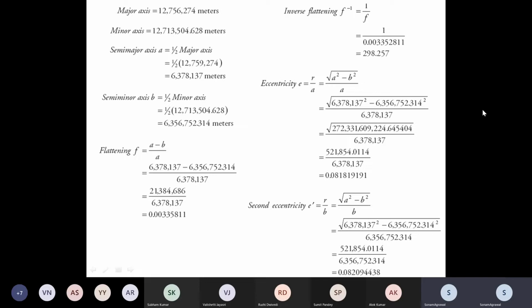After that, it is inverse flattening. Again, you can compute it as a upon (a minus b), or since you have already computed the flattening value, divide 1 by the value of f. Then eccentricity is the square root of (a square minus b square) upon a. Just put the values and the final answer will come. Second eccentricity is the same, but in this case it is divided by the semi-minor axis. So this is how all 6 parameters are computed if you have the major axis and minor axis. If you remember, I think all of you have noted it down.